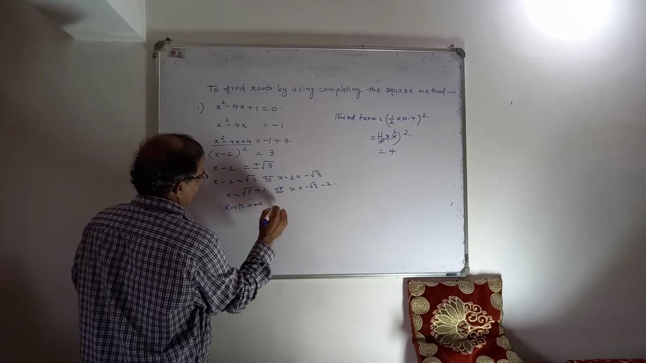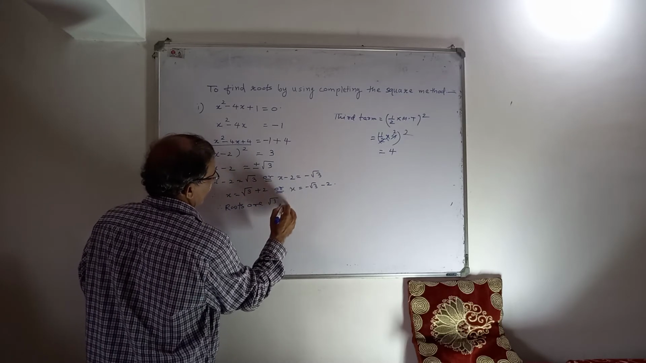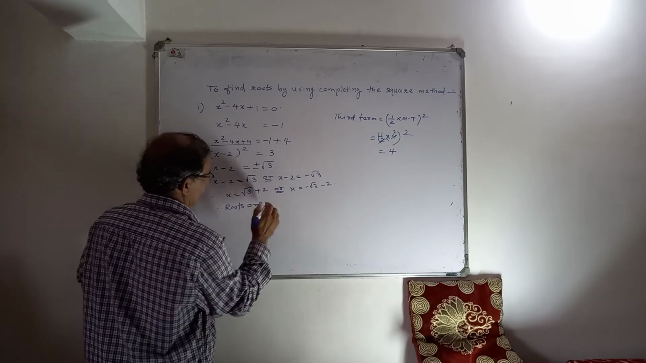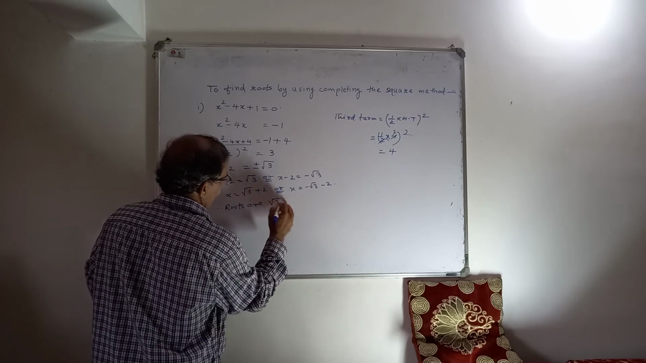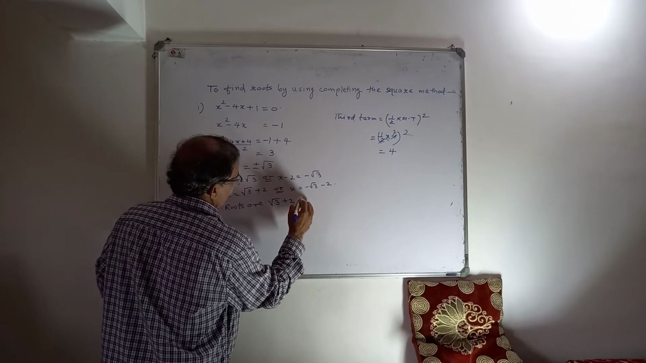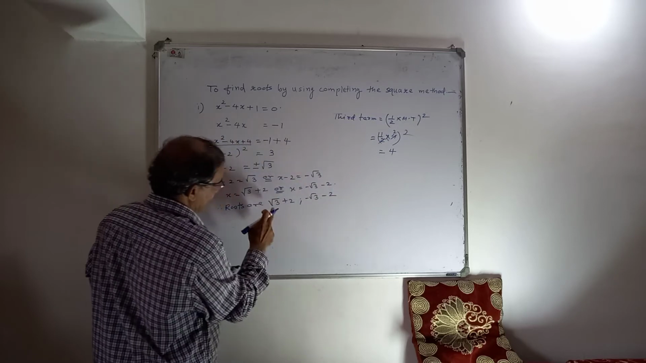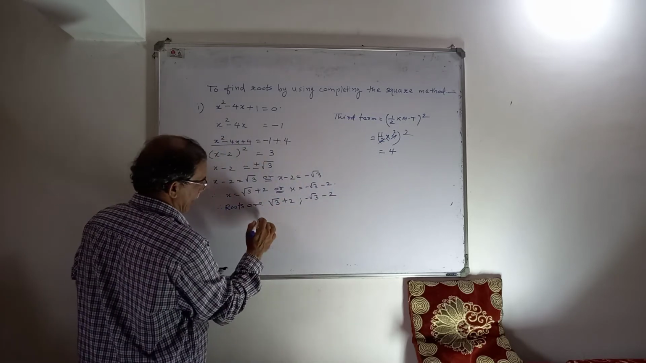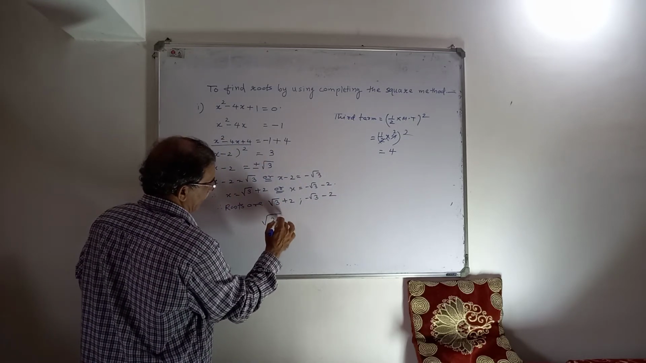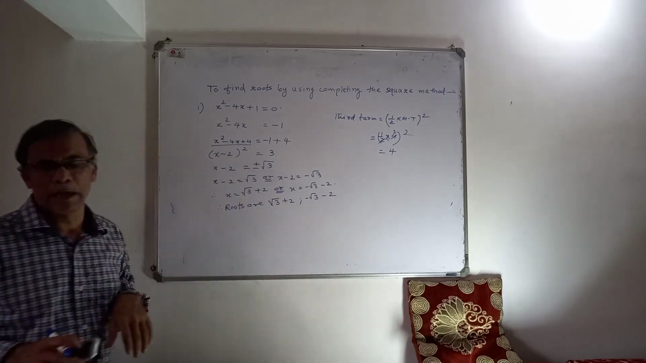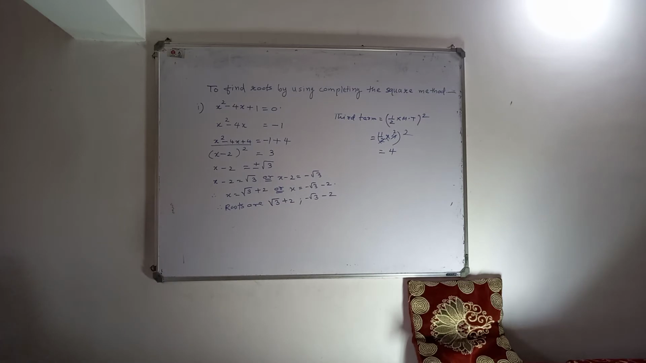roots are root 3 plus 2 comma minus root 3 minus 2. See, this is root 3 plus 2 separate. You should not write this like this, root 3 plus 2. This will be wrong. Okay? So, this is how the completing square method is used to find the roots.